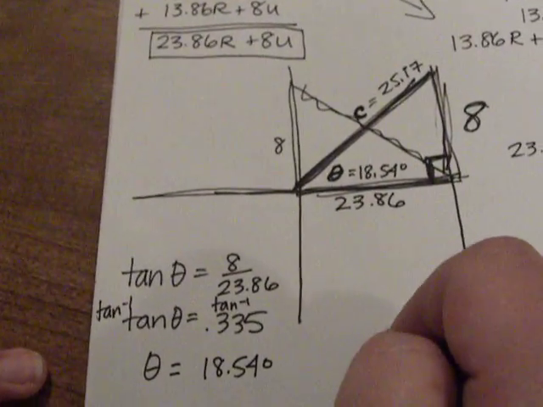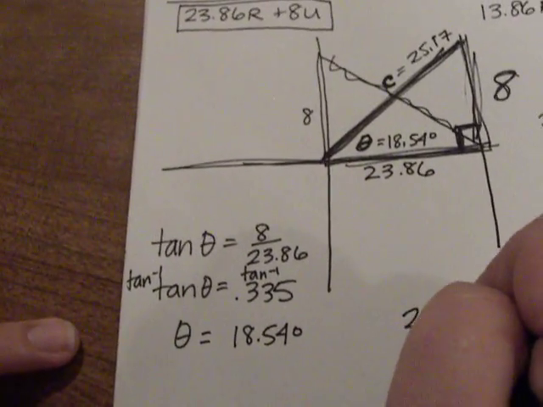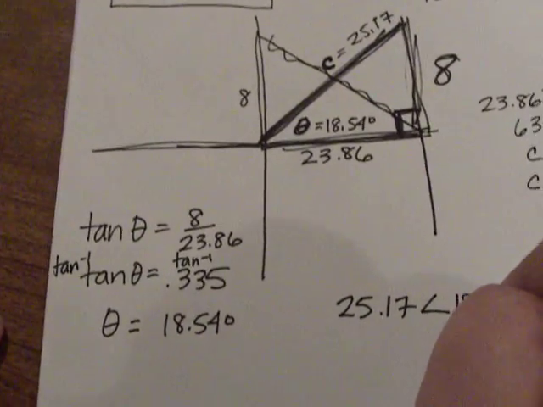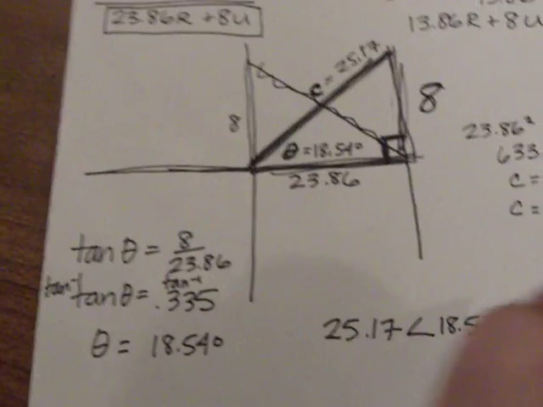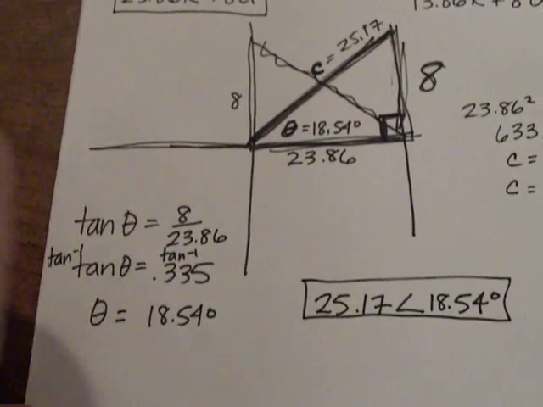So writing this in polar coordinates, 25.17, 18.54 degrees. And there is your two forms, rectangular form and polar coordinates.